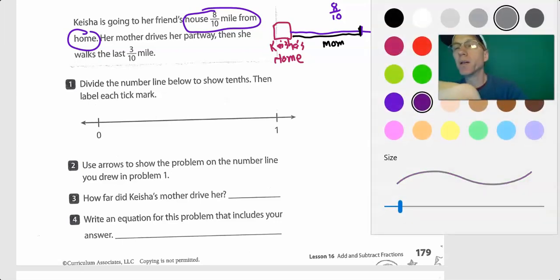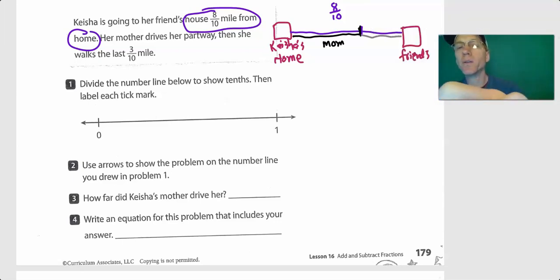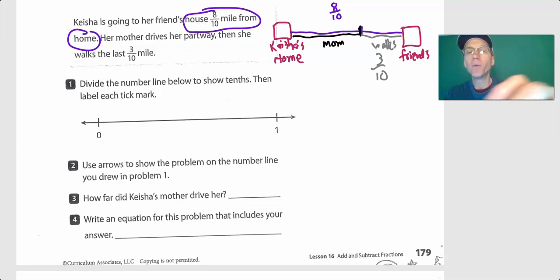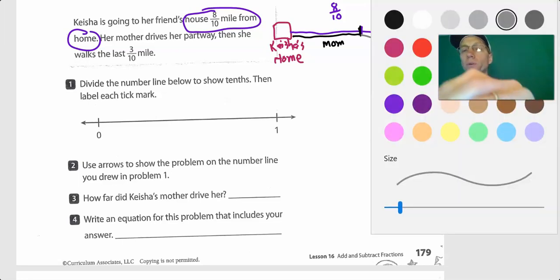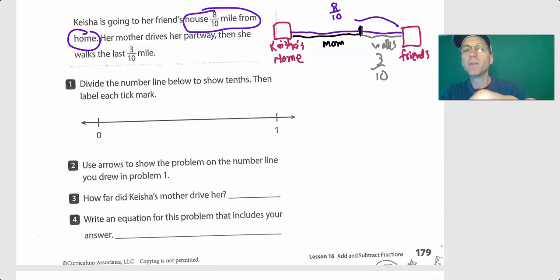Let me do a gray. So she's walking. Then she walks. Okay? Now we know how much she walks. We know this part is 3/10. And so in math, you always have wholes and parts. We know the whole thing here. So this whole thing is 8/10, right? This part here is 3/10 that she walks. So then you could easily say, oh, okay, well, I get it. I can take 8/10. Several ways you could do it.